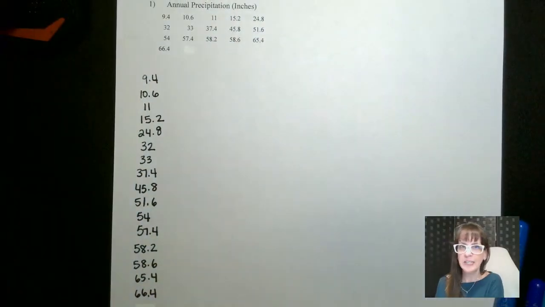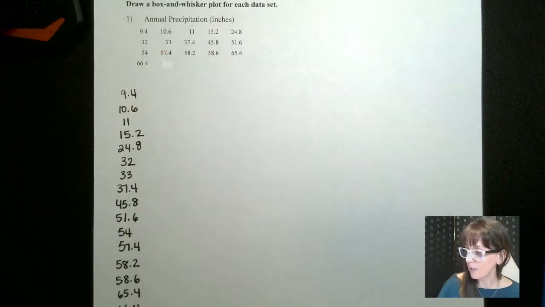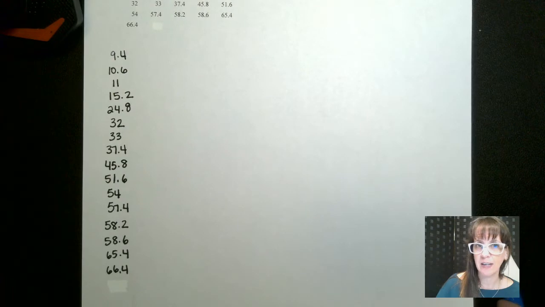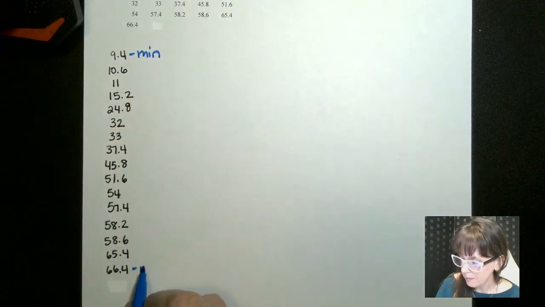Okay, so let's practice another one for those of you who want to stick around. So this is annual precipitation in inches here. It's listed in order, but I've gone ahead and listed it on the side here so I can find my 5 pieces of data. So the first thing I want to do is my minimum and maximum, right? That's the easiest. Minimum and my maximum.